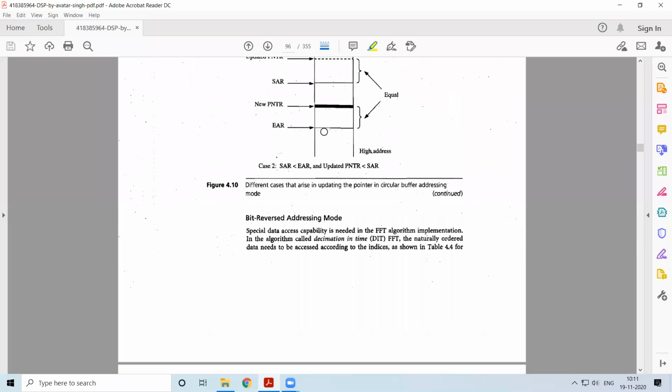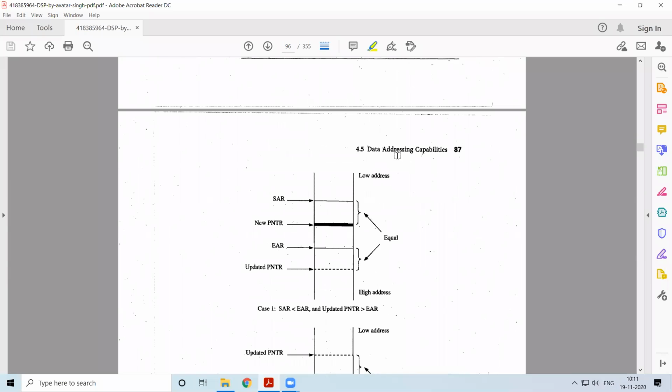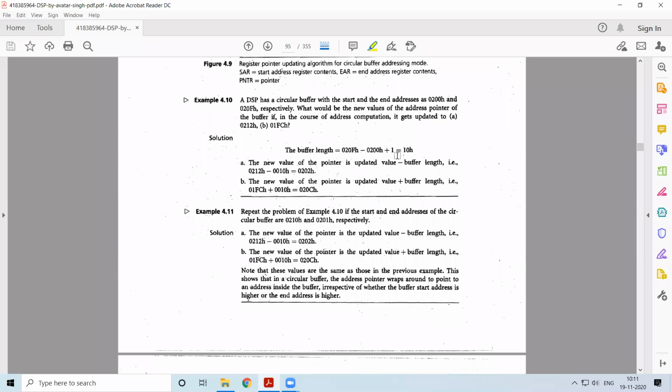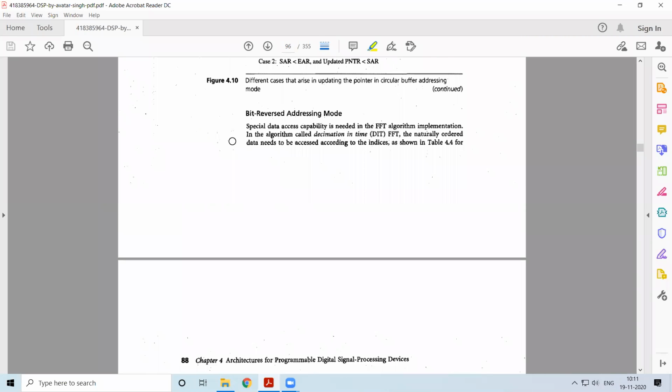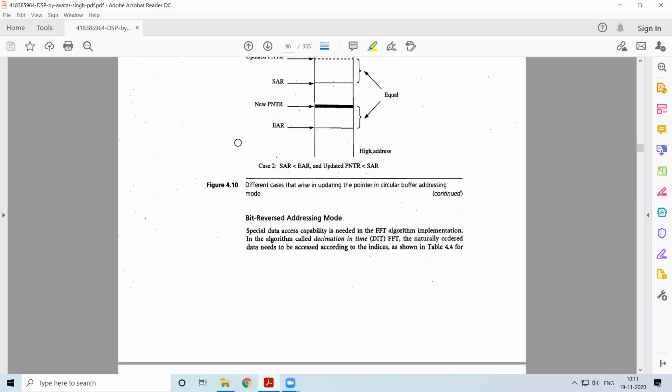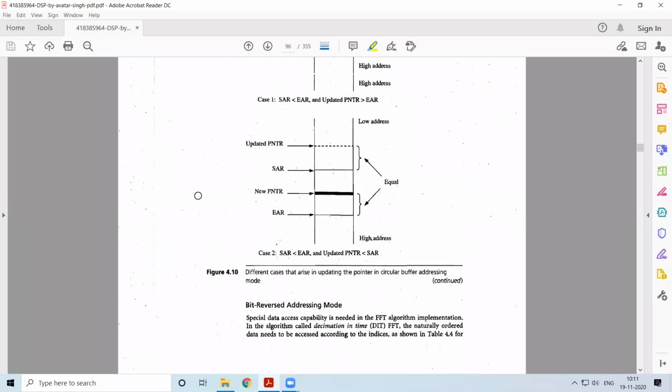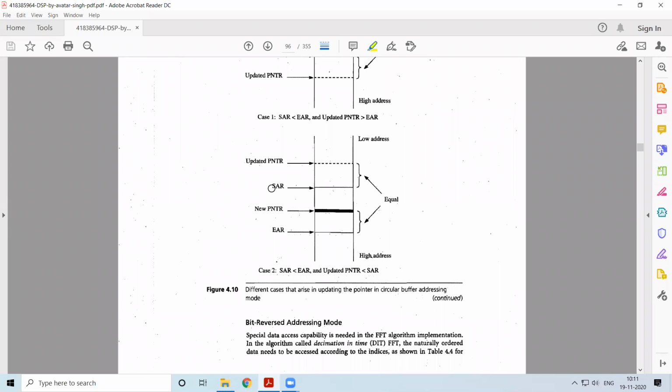In the previous session, we were looking at different types of addressing aspects like indirect addressing, direct addressing, and offset addressing. Apart from that, we looked at another addressing mode called circular addressing mode, in which the three parameters to look out for are SAR, the start address register, EAR, the end address register, and PNTR. Based on this, we had some discussion.